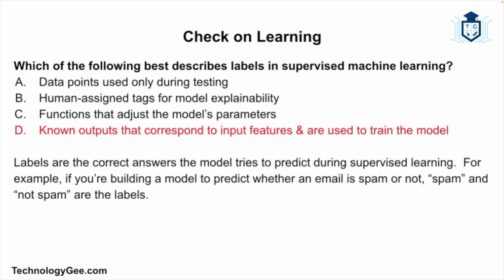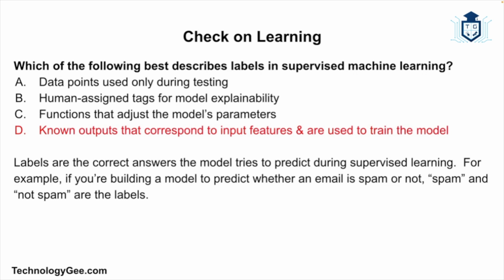And the correct answer is it is known outputs that correspond to input features and are used to train the model. So labels are the correct answers the model tries to predict during supervised learning. So for example, if you're building a model to predict whether an email is spam or not, spam and not spam are the labels.